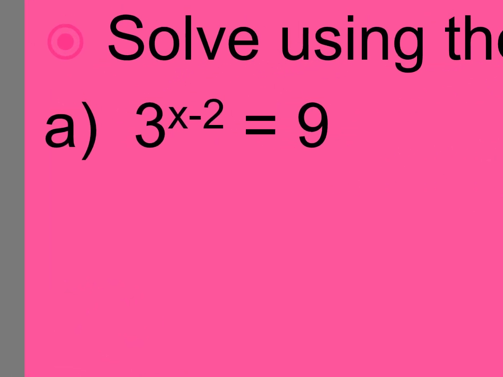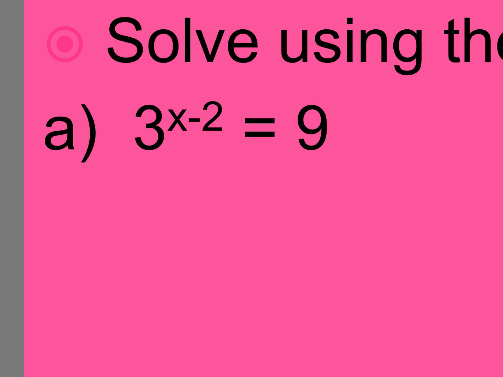So we want to solve using the one-to-one property, which means we want to get the bases to be the same. Is it possible for me to make 9 have the base of 3? Yeah. 3 to what power is 9? 3 to the second power. So notice here how I'm not changing the value of 9. 3 to the second power is still 9. They're the same value, they just look different.